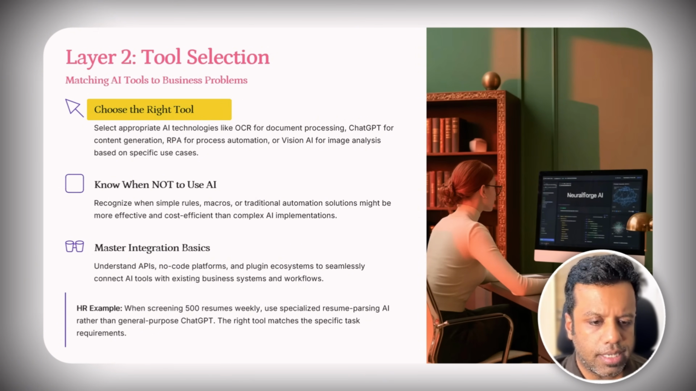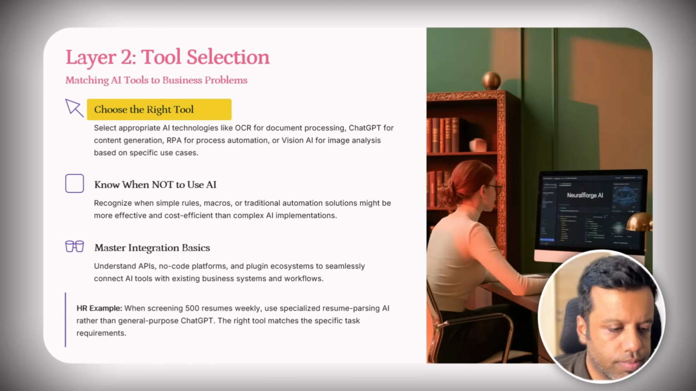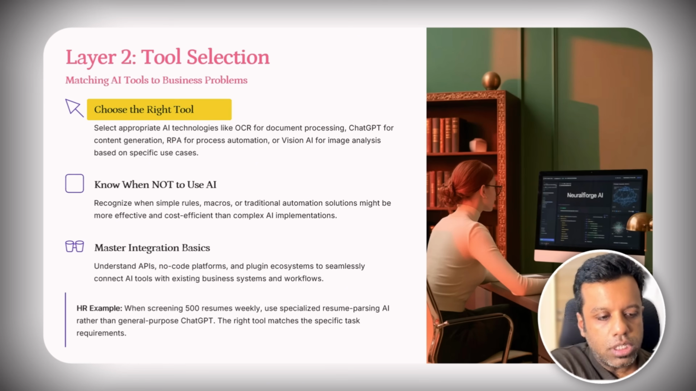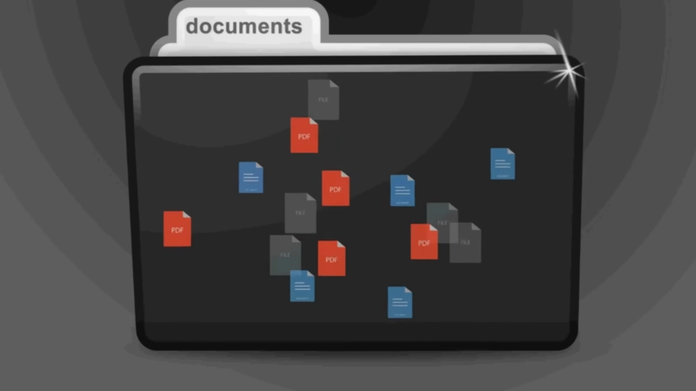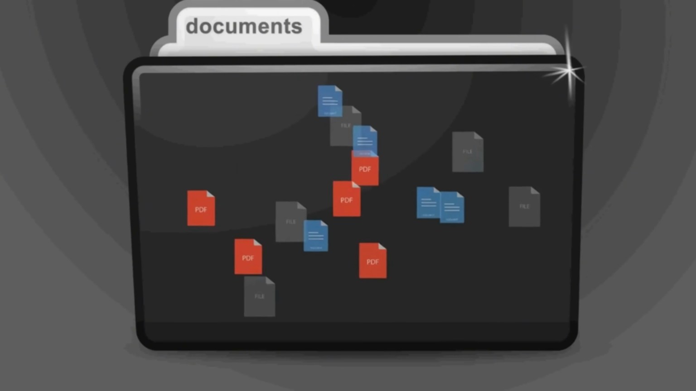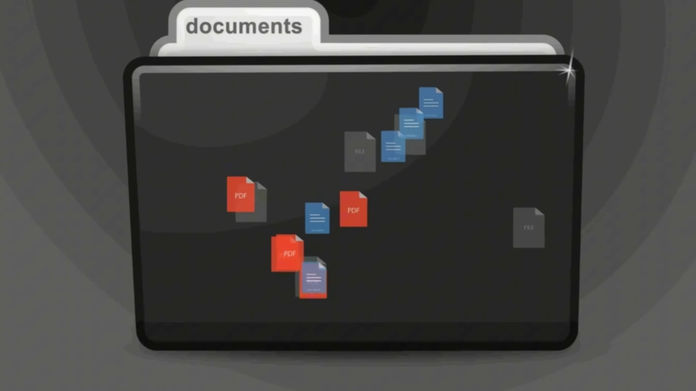Let's take an example: suppose HR receives 500 resumes a day. You don't just throw them into ChatGPT. Instead, you would use a resume parsing AI tool that integrates with the applicant tracking system. You would use, let's say, OCR if you want to scan a handwritten document. You could use OCR for that.